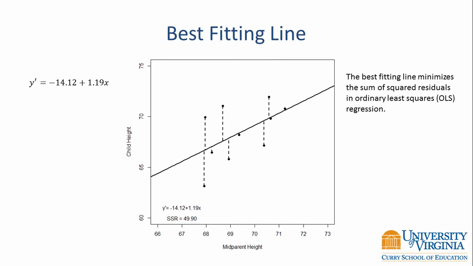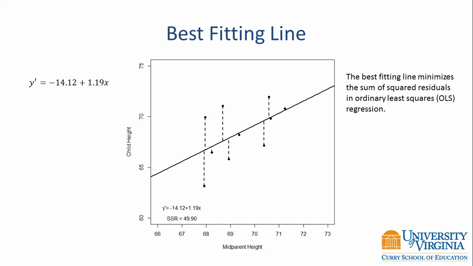Using these equations for our example data results in an intercept of negative 14.12 and a slope of 1.19. The figure shows this best fitting line. It has a sum of squared residuals of 49.90. There is no other line that will produce a lower sum of squared residuals for these data. Interpreting the slope, we can say that child height increases by 1.19 inches for every 1 inch increase in mid-parent height.